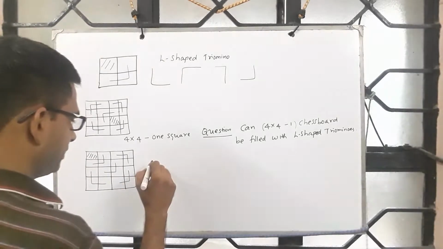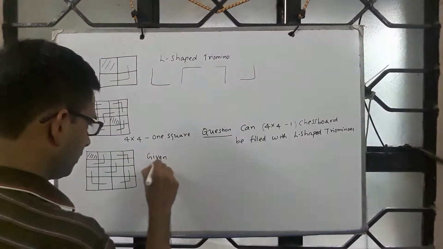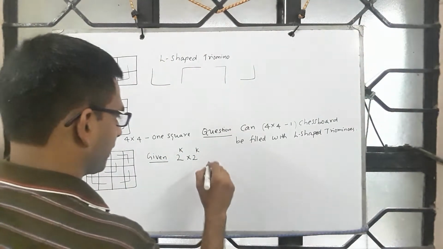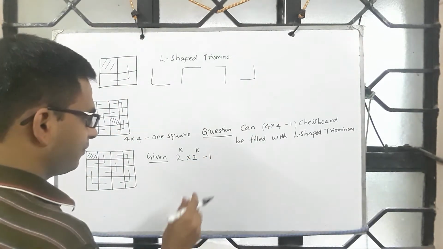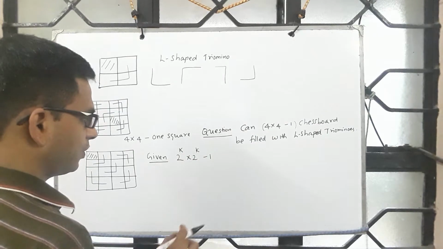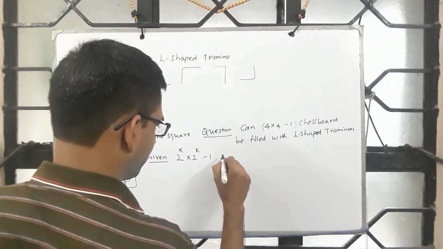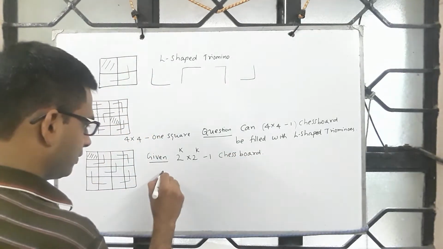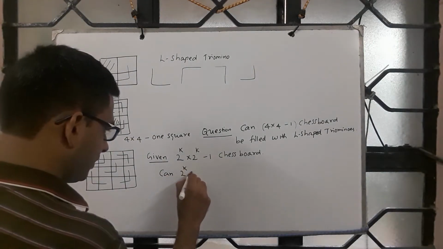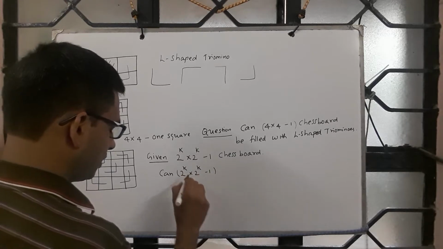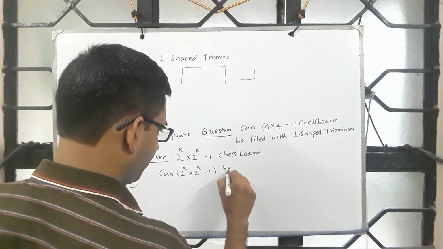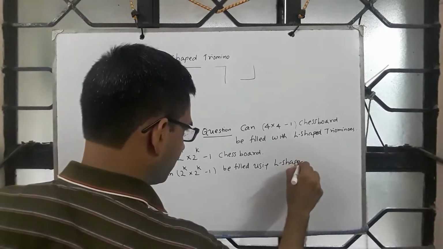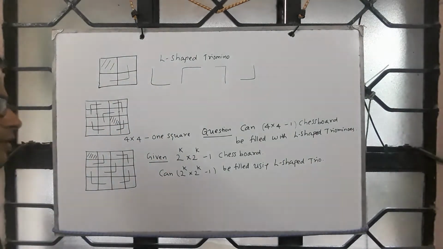Now we are asking this. So given 2 power k cross 2 power k minus 1, meaning from a given 2 power k cross 2 power k chessboard, some one square is removed. So given this chessboard, can 2 power k cross 2 power k minus 1 board be filled using L-shaped triominoes? That's our question.